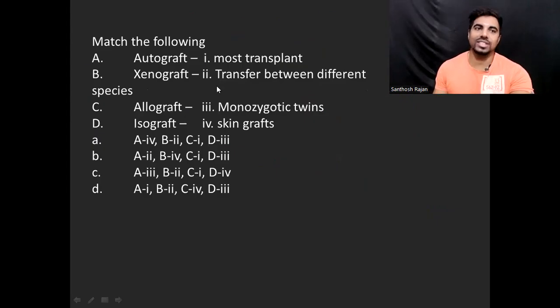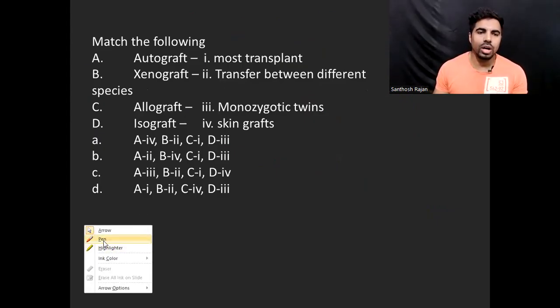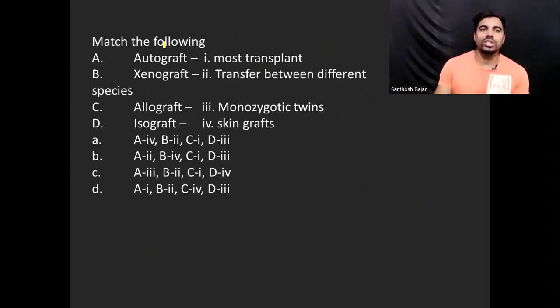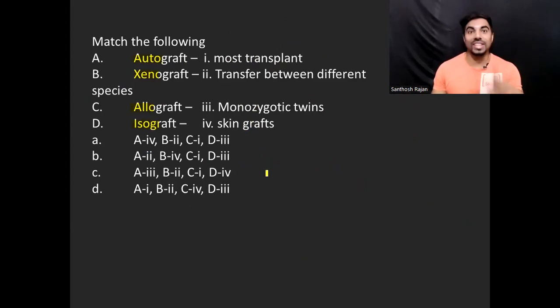Okay, next. Now, look at this question. Now, you should know something before. The question is like this: match the following. They have given autograft, xenograft, allograft, isograft, and you have to do the matching. So before going to the question, let's revise and then come back. That will be easier.